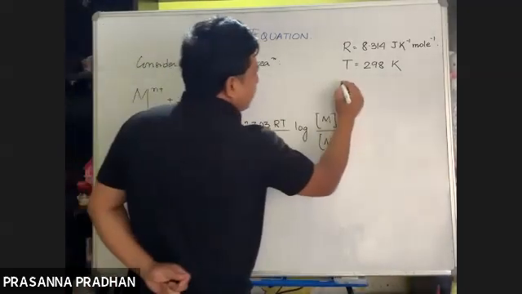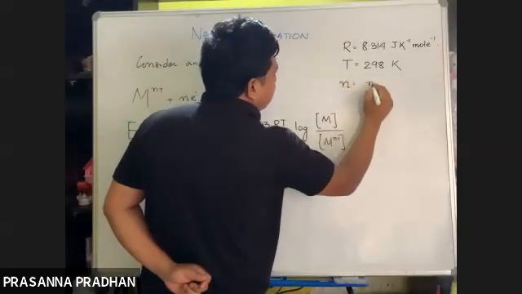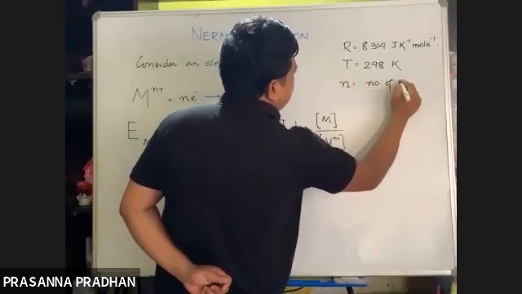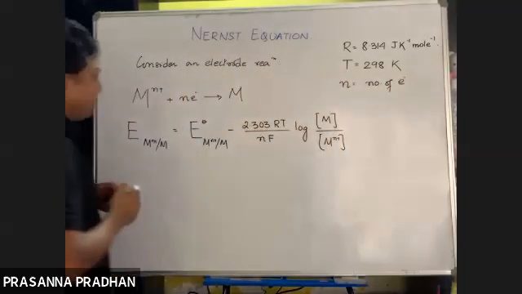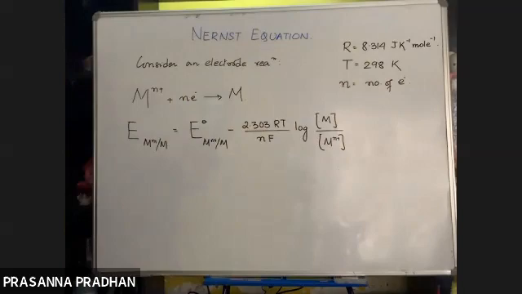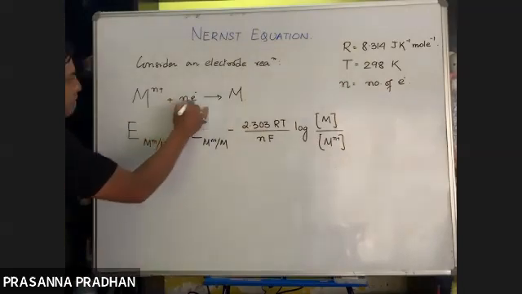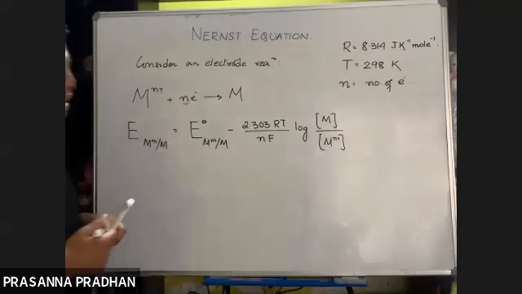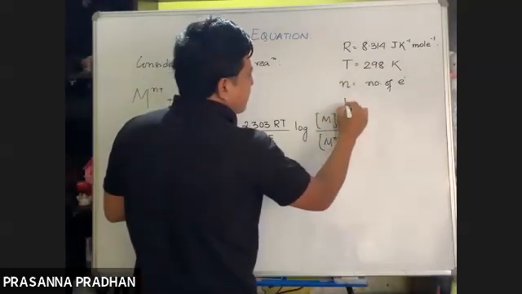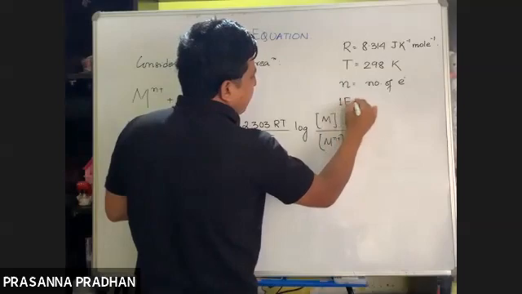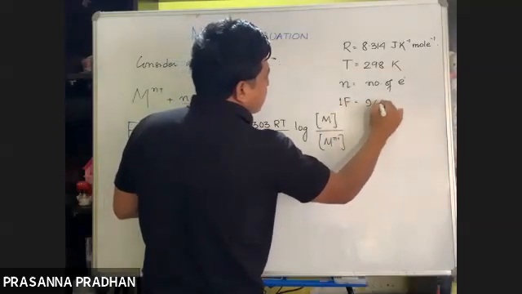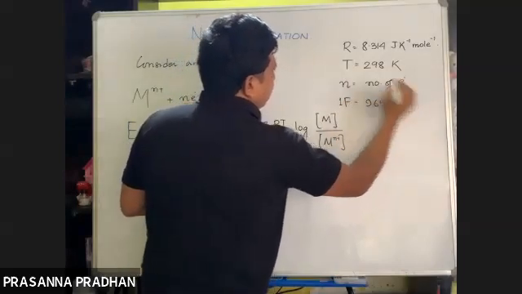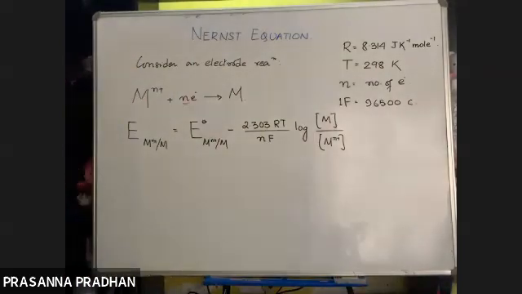So what is n? n is the number of electrons involved. For example, in this general reaction, the number of electrons involved is n. And F is known as the Faraday, where 1 Faraday is equal to 96500 Coulomb.